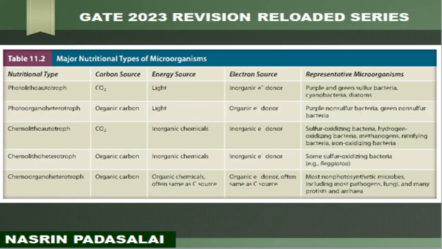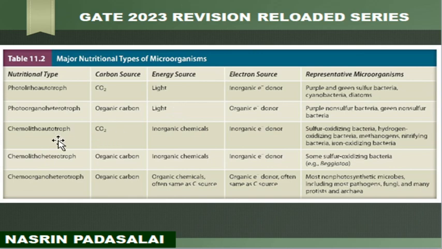Next, we are going to see the major nutritional types of microorganisms. Microorganisms are classified into different types based on nutrition: photolithoautotroph, photoorganoheterotroph, chemolithoautotroph, chemolithoheterotroph, and chemoorganoheterotroph. The carbon source, energy source, electron source, and the representative microorganisms all vary. First, for the energy source: for photolithoautotroph and photoorganoheterotroph, since the name starts with photo, the energy source is light.